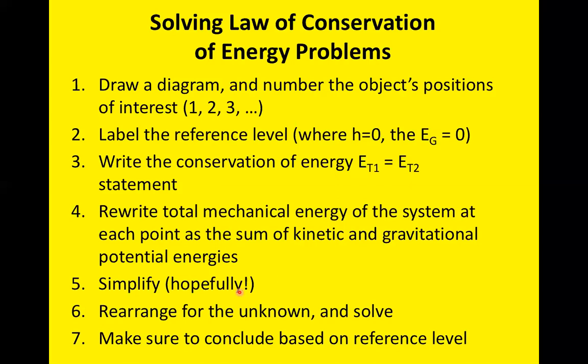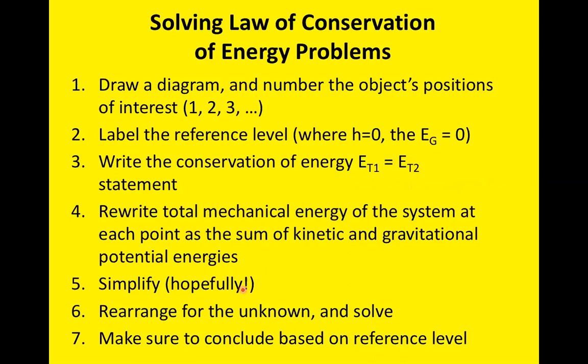Okay, so here are the steps that you should follow when you're solving any of these conservation of energy problems. Drawing a diagram is really important, and then labeling the positions that you're comparing, maybe with numbers or letters, 1, 2, 3, ABC. Label your reference levels, so that's where H equals 0. Then write your conservation of energy statement, ET1 equals ET2. Rewrite the total mechanical energy of the system at each point as the sum of EK and EG. So that means ET1 equals ET2. The next line will be EG1 plus EK1 equals EG2 plus EK2.